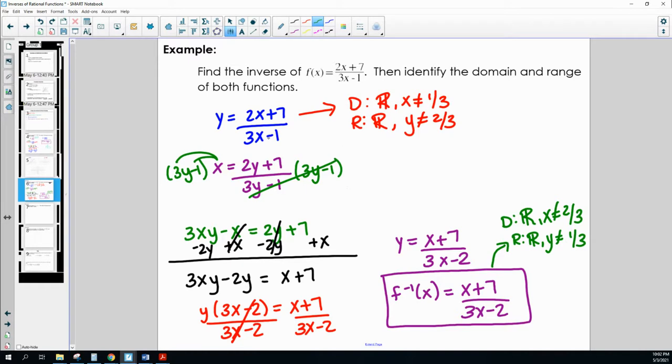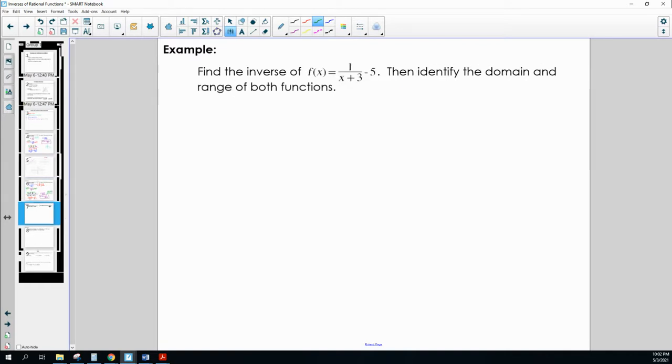Right? And we can also use the horizontal asymptote, just to double check here. We can see that the horizontal asymptote for the original function is 2/3, so that's my restriction. And the horizontal asymptote for the inverse is 1/3, and that's the restriction. Okay. So let's look at this one now.